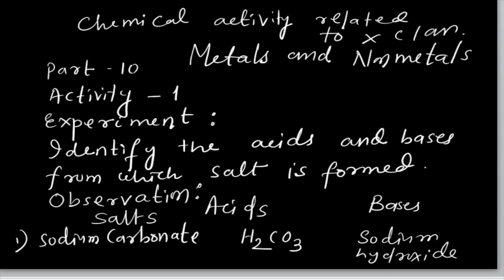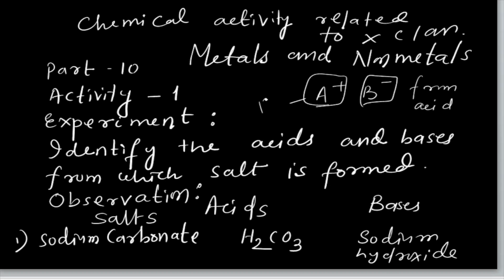The acids and base, how can you identify from which salt it is formed? When you see one salt, how can you know that the salt is this one? That means you can see if salt is that, the salt is formed by A plus and B minus. This is salt. This part is from acid, and this A plus is from base.